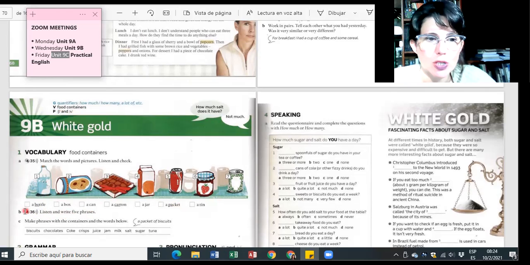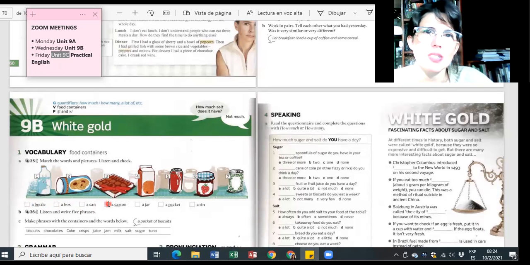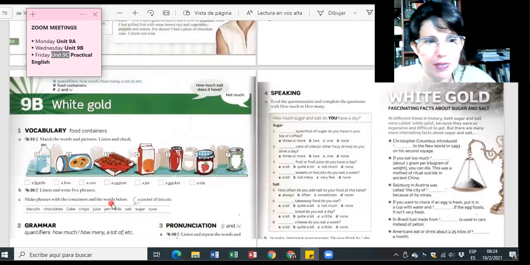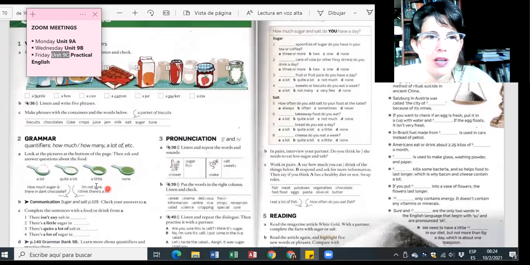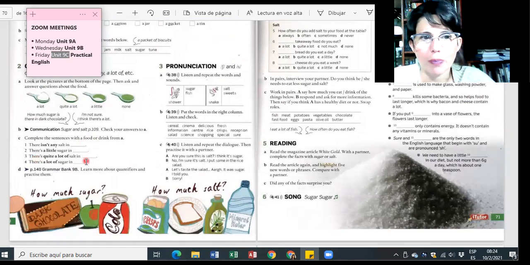So please, try to listen to this recording at home and write here, match the words and pictures, listen and check. So here you have numbers, 1, 2, 3, and you have to write these numbers here in these boxes, okay? Try to do that at home. Probably we are not going to check this in class because it's very simple. It's just to write the number and you already have the answers. Quantifiers. We practiced this in our first video with the explanations. Try to complete the blanks here.